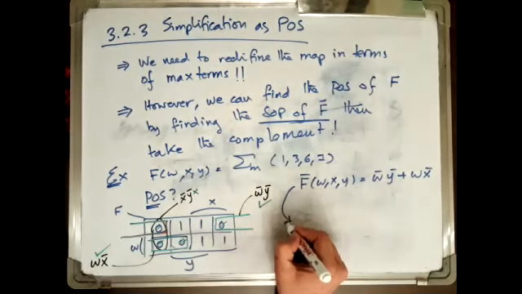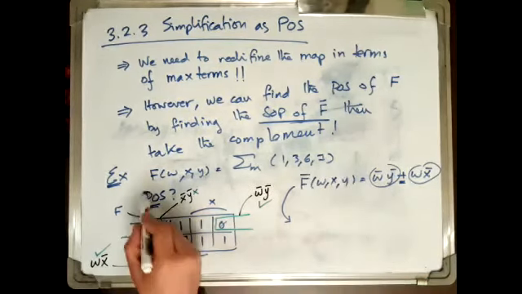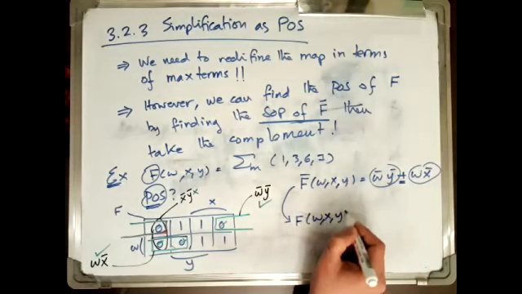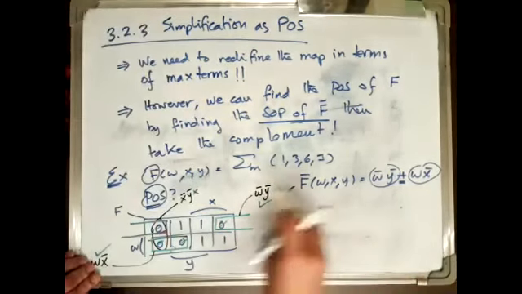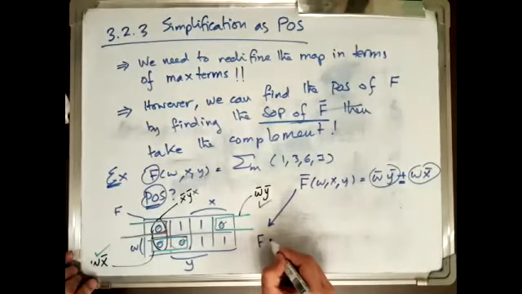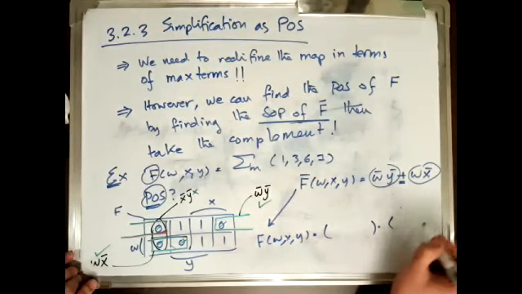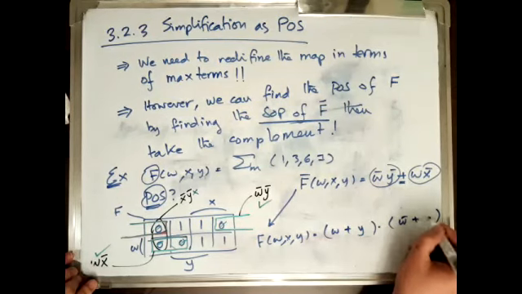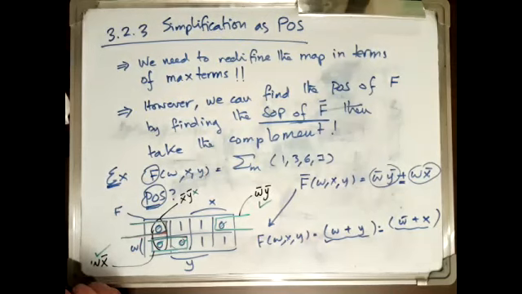Now we want to convert this sum of product of F bar into product of sum for F. So basically we take the complement, so F bar becomes F of W X Y. If you take the complement, this or becomes and, and this and becomes or, according to De Morgan, and you complement the variables. So it will be a product of sum.